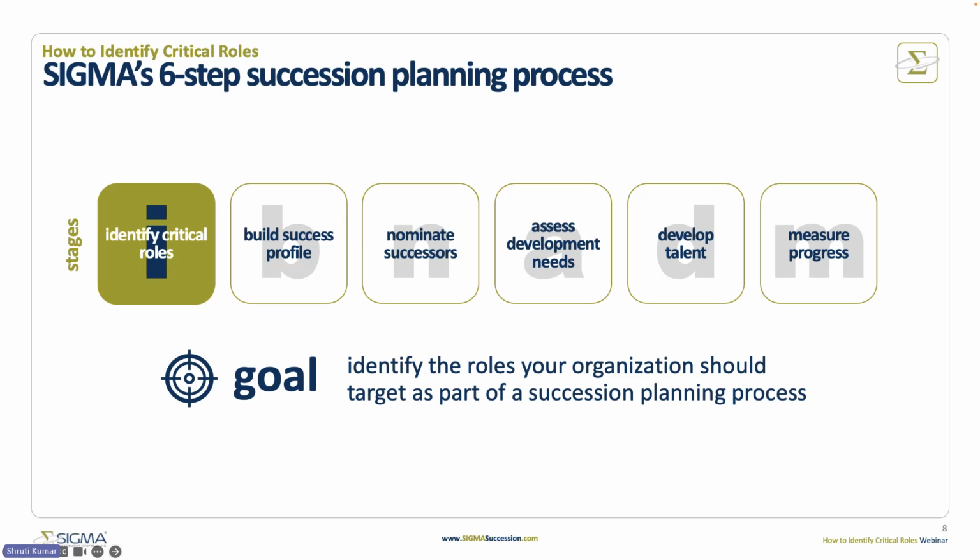Now, moving on to the second step, you would then build success profiles, which are separate profiles for each of the critical roles that you've identified. So these success profiles contain information about the competencies that are necessary to perform the role, both at present as well as in the near future, according to your organization's evolving and anticipated needs. You would then consider potential candidates for each of the critical roles and nominate your successors. And then you would assess their development needs by identifying the gaps between their current skill set and the competencies that they need for their next role.